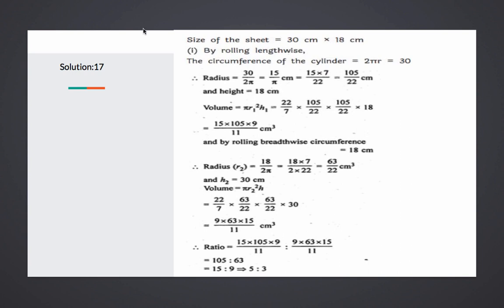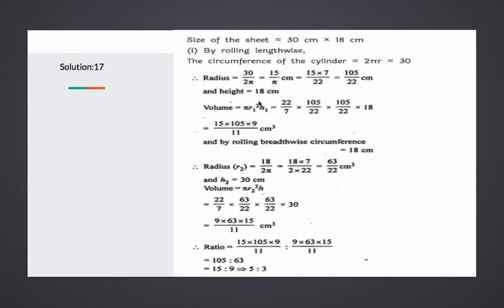So be very clear, when I roll it lengthwise, then this length will become the circumference of the cylinder, or the circular part of the cylinder. Clear? So length is 30. When I roll it lengthwise, 2 pi r, that circumference of the circle, becomes 30. That is the length of the rectangular sheet. And hence I can calculate what?